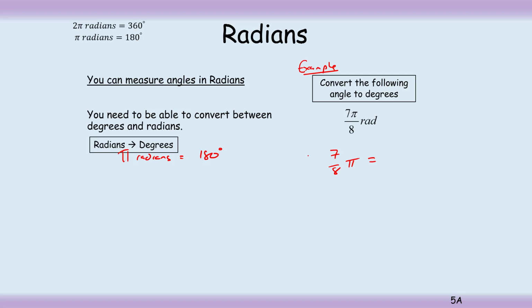Convert it into degrees. We got 7/8 pi. That's going to be equal to, we know pi equals 180, so we simply substitute 7/8 times 180, and we put that in our calculator, and we should get 157.5 degrees. So I want you to check that, make sure it's correct. When you're ready, hit play again, and we move on to another example.